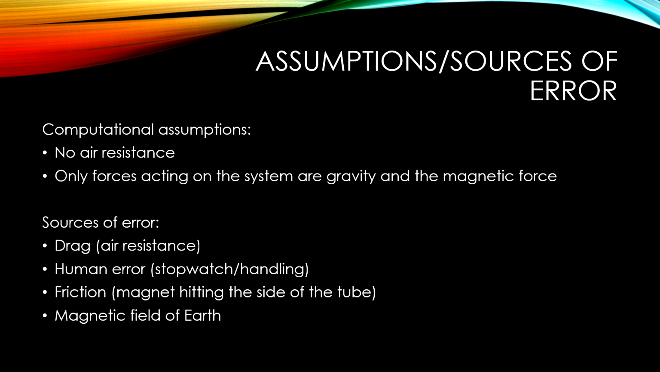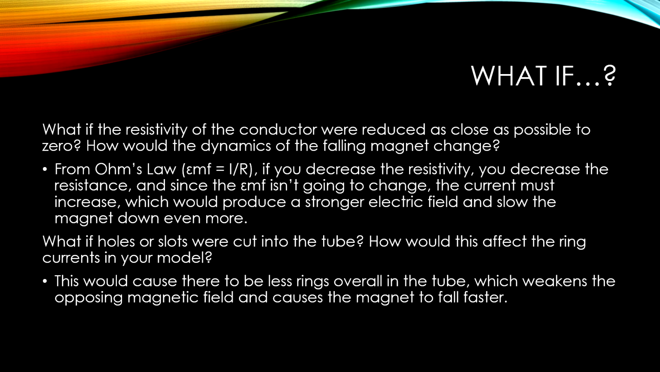To reiterate, the computational models assume no air resistance and that the only forces acting on the system were gravity and the magnetic force of the objects in the system. In reality, there are several other factors in the experiment, including drag, human error, friction between the tube and the magnet, and, to a lesser extent, the magnetic field of the Earth.